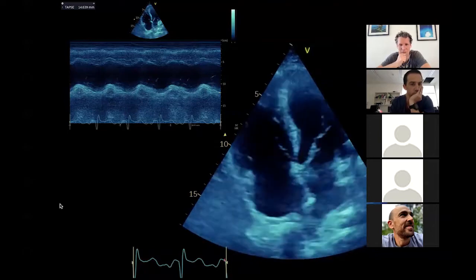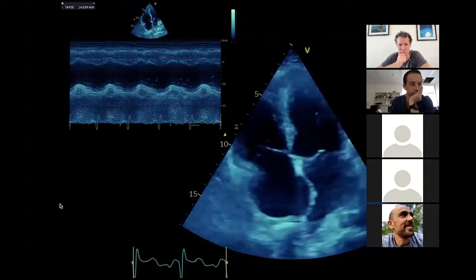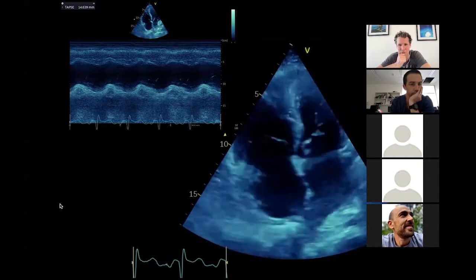Sid, we had mild RV systolic function called there by Vishal. What do you think just by looking at the RV? Don't worry about the TAPSE, but what do you think just by looking at it? Would you call it mild, moderate, or severe?